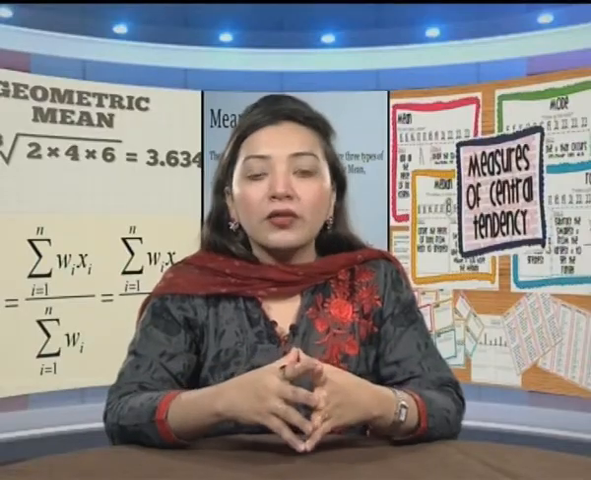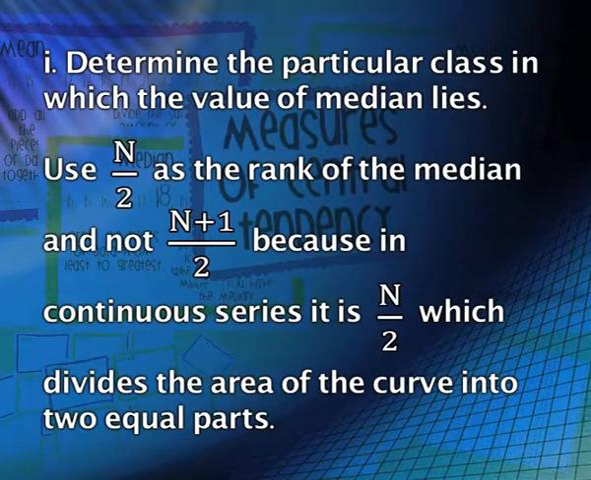So the steps involved here will be: the first one, determine the particular class in which the value of median lies. Use n by 2 as a rank of the median and not n plus 1 by 2, because in continuous series it is n by 2 which divides the area of the curve into two equal parts.